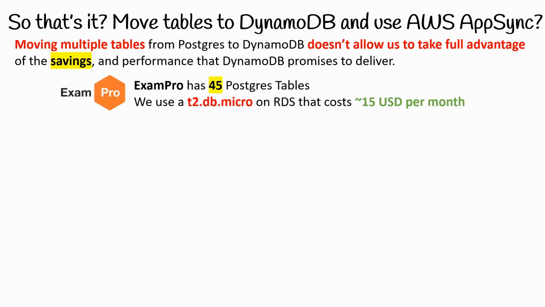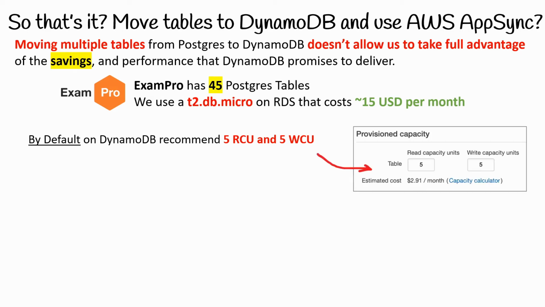So for Exam Pro, we have 45 Postgres tables. Right now we run it on a T2 micro. I know it's super small, but we've really optimized that so we don't have to go larger. And that's $15 USD per month. So if we were to move all our tables over to DynamoDB, using the default setting, which is 5 RCUs and 5 WCUs, that's going to give us a calculated cost of $2.91.